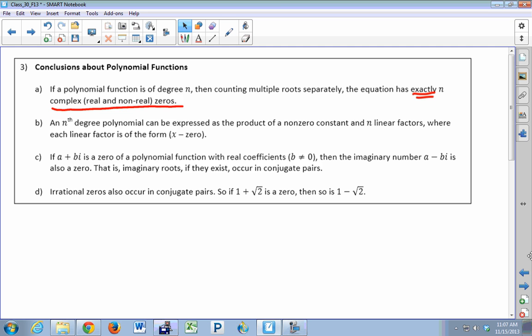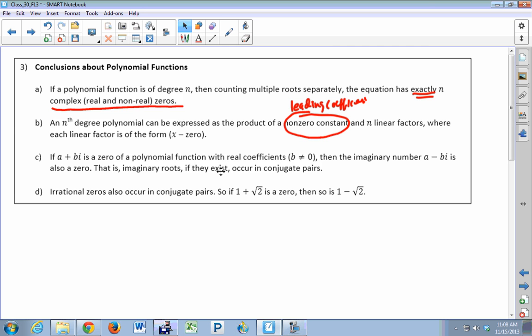An nth degree polynomial can be expressed as the product of a non-zero constant. That non-zero constant is what we've been calling our leading coefficient. It's whatever our leading coefficient is. And then n linear factors. You'll always have exactly that many linear factors. Now, some of them might be shortcut and have a second or a third power on it because you group them together. And each linear factor is always going to have this form, x minus whatever your zero is. Okay, and that zero can be the number 2, or it could be 2i, it could be anything, real or non-real.